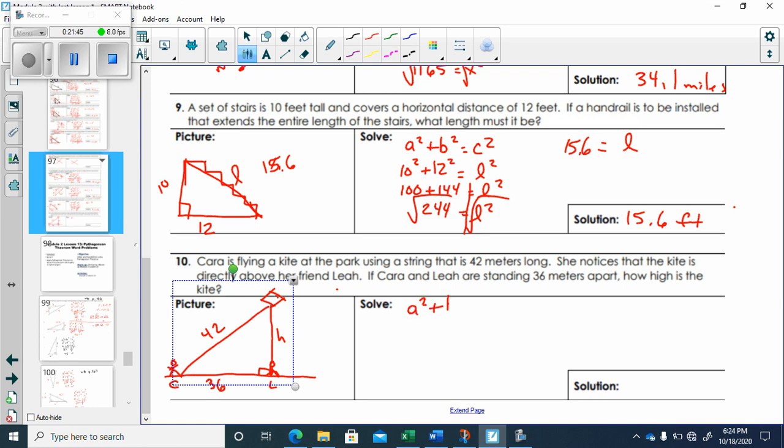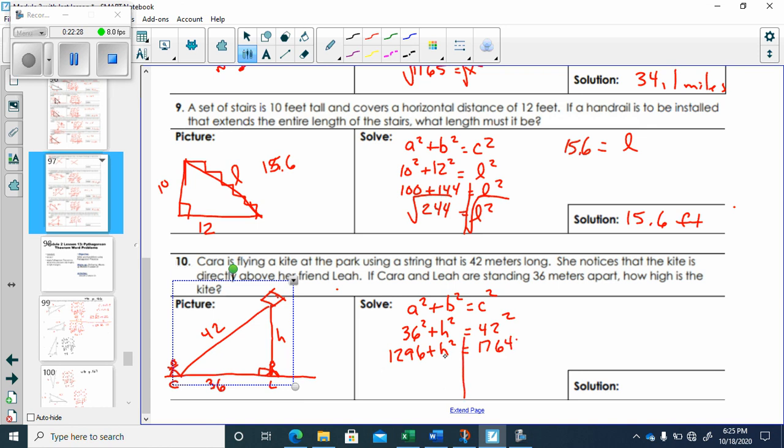Using a right triangle, we can use Pythagorean theorem to find any missing side. We know our hypotenuse across from the right angle. Let's see. Your A, doesn't matter which is A and B. 36 squared, 1,296, plus H squared is equal to 42 squared, 1,764. Now I'm trying to get to H squared, all right?